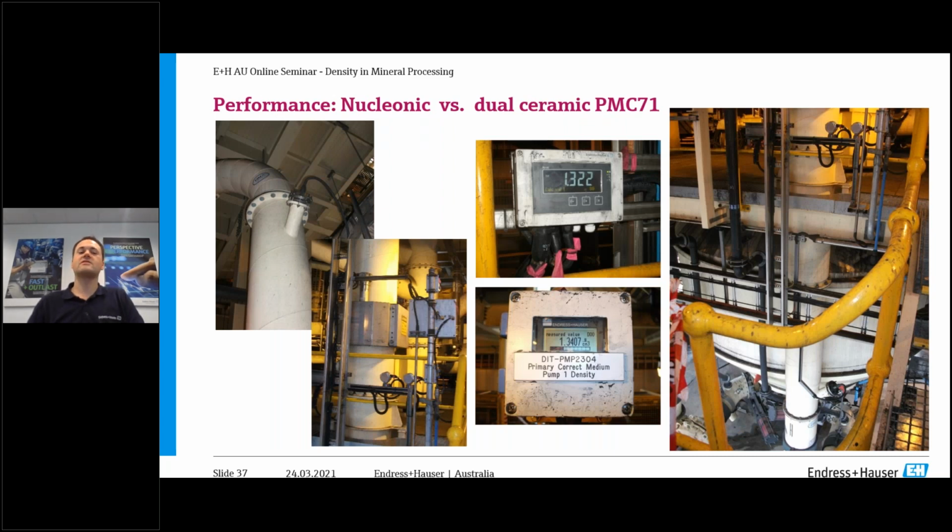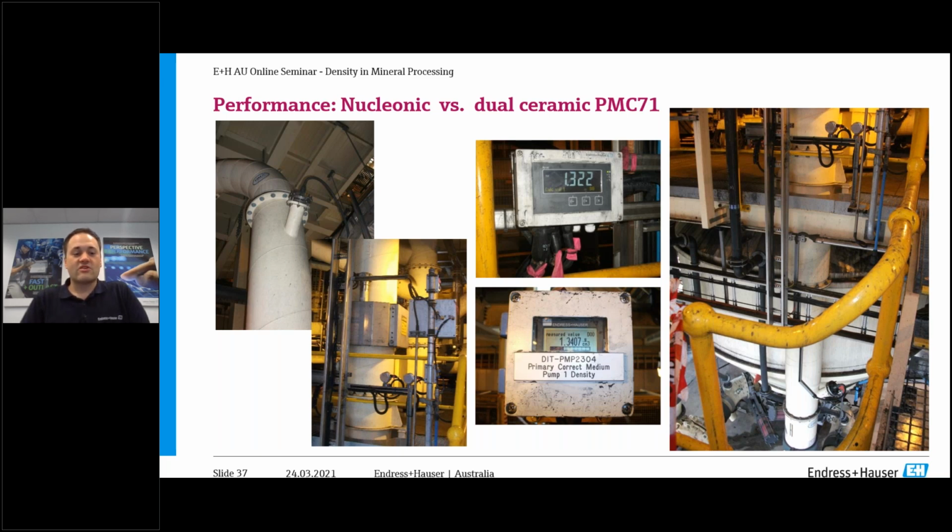So on the accuracy, we have compared the differential pressure with a radiometric solution as well. And you can see here that this is another example of where we got within 0.02 SG. This was a correct medium circuit.